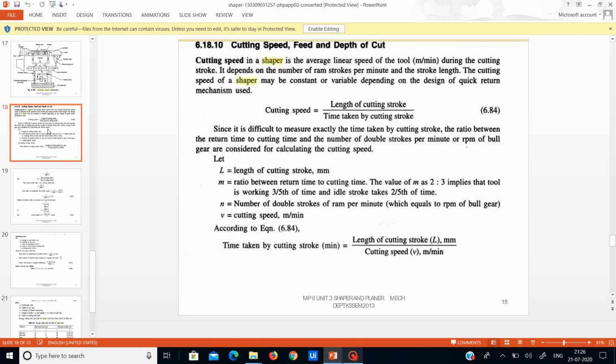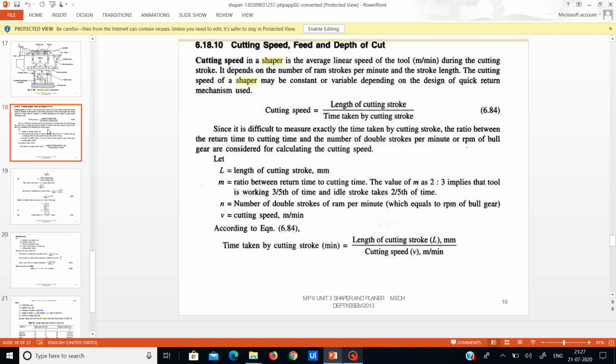Since it is difficult to measure exactly the time taken by the cutting stroke, the ratio between the return time and cutting time, and also the number of double strokes per minute or the RPM of the bull gear, are considered for calculating the cutting speed. Okay, RPM of the bull gear is considered for calculating the cutting speed.